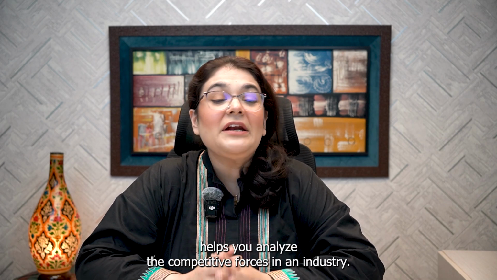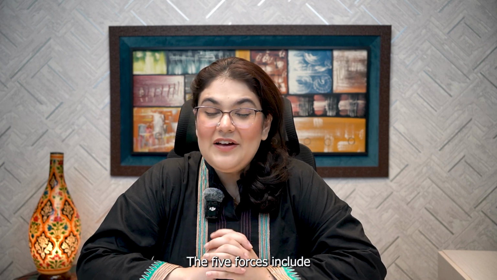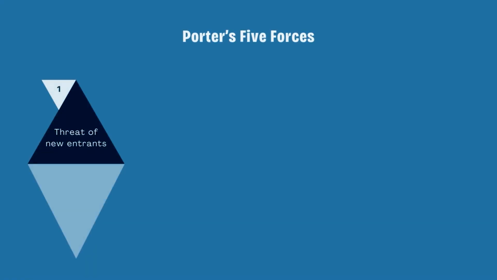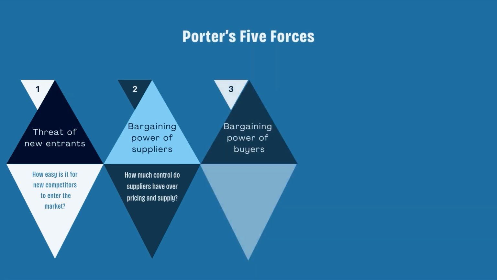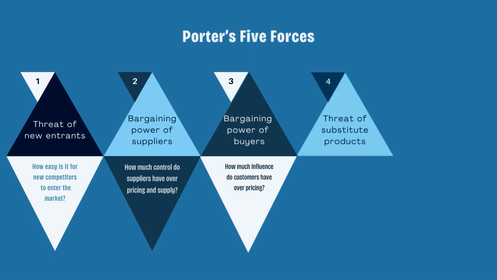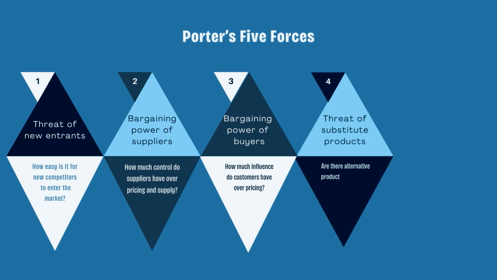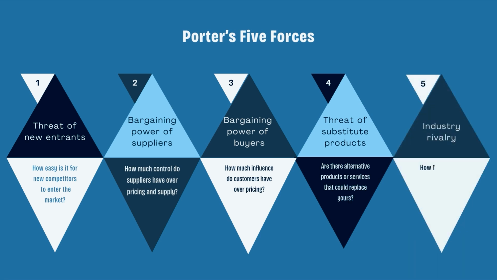Michael Porter's 5 forces framework helps you analyze the competitive forces in an industry. The 5 forces include threats of new entrants. How easy is it for new competitors to enter the market? Bargaining power of suppliers. How much control do suppliers have over pricing and supply? Bargaining power of buyers. How much influence do customers have over pricing? Threat of substitute products. Are there alternative products or services that could replace yours? Industry rivalry. How fierce is the competition between existing businesses?